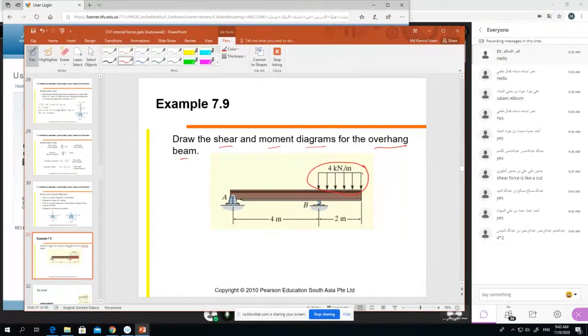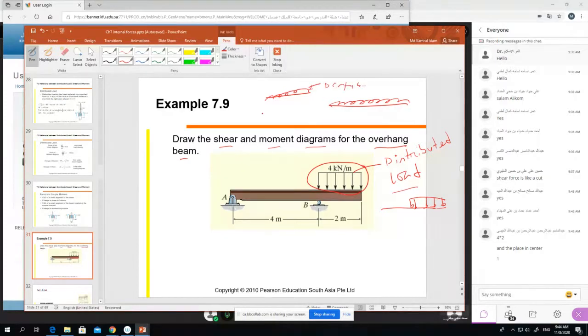Yes, that's true. This is called distributed load. The load is distributing. In the book it is drawn with the arrow in the center, like this. But when you draw on paper freehand, you draw it like this. It means distributed load.